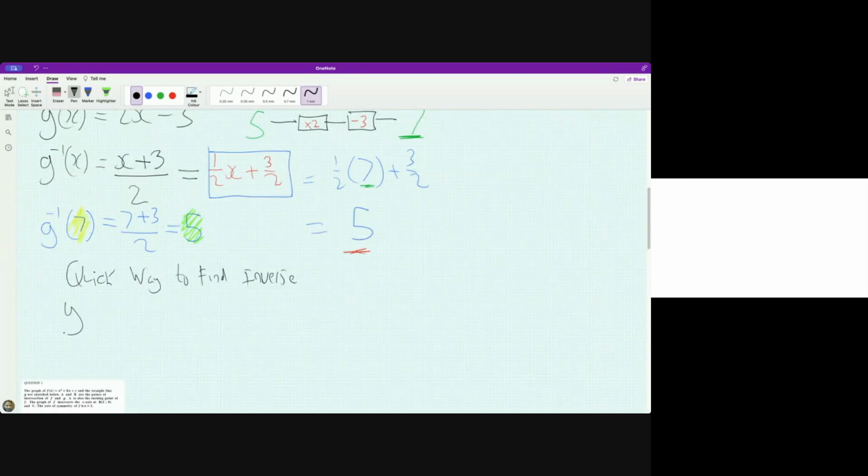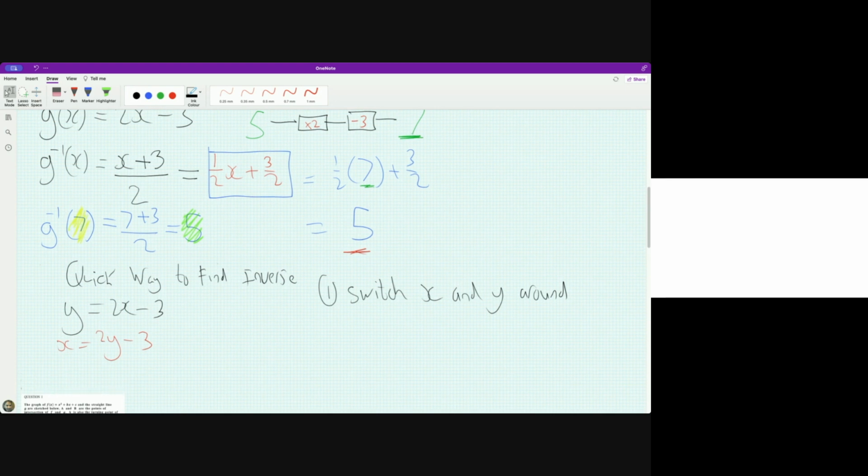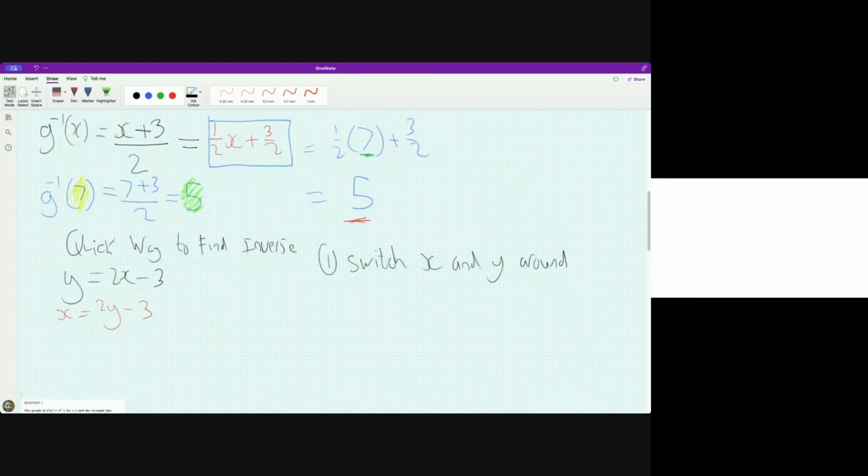Okay, here's what you do. Here is the original function. So how do you find the inverse? Okay, step 1 is you switch x and y around. So if I switch x and y around, I get x is 2y minus 3. Now, why I'm doing that, who knows? But give me a thumbs up if you understand what I was asking you to do there.